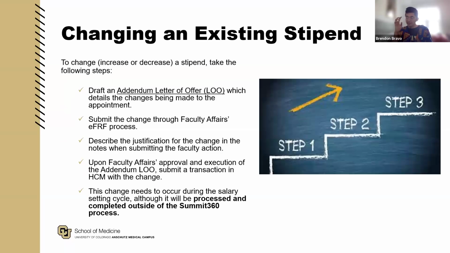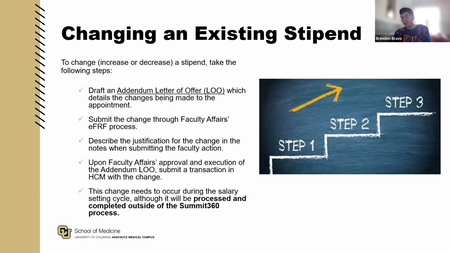So next slide, we're going to talk about change in existing stipends. That BSI, all that stuff is the regular salary for faculty. If you do have an existing stipend, to increase or decrease those, we can make those updates, but they have to be during the Summit 360 process, so either July 1 or January 1, but it is done separately. In order to make those changes, you're going to want to draft an addendum LOU, which details the changes being made to the appointment, and then submit that change through the Faculty Affairs EFRF process. Make sure in that submission you describe the justification for the change in the notes when submitting that action.